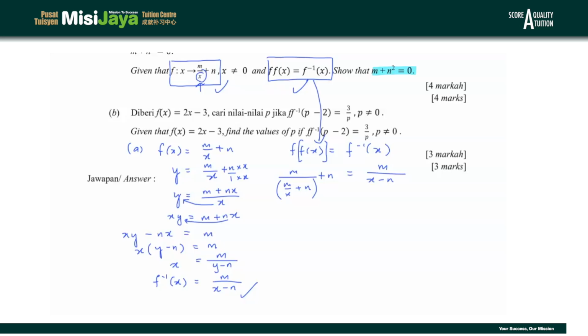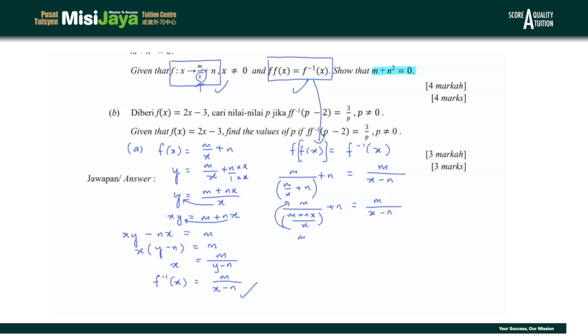So this bottom is actually m over m plus nx over x, plus n, equals to m, then x minus n. And then this x, we can bring it over here.